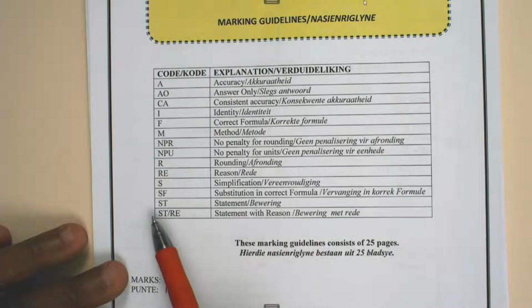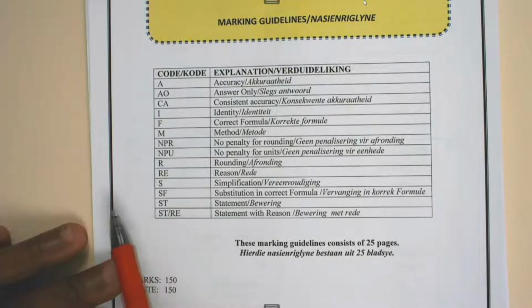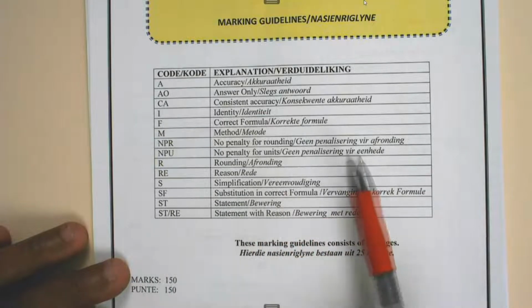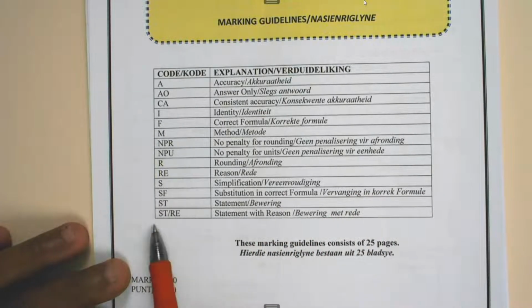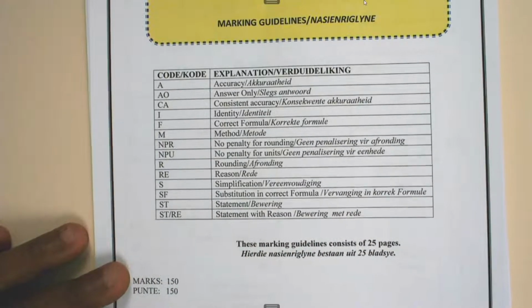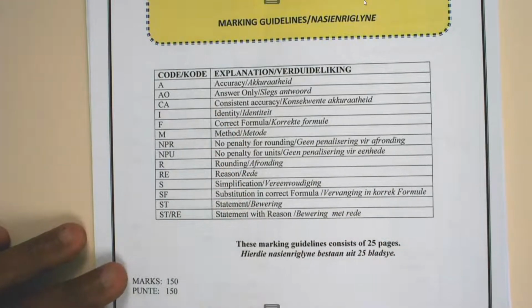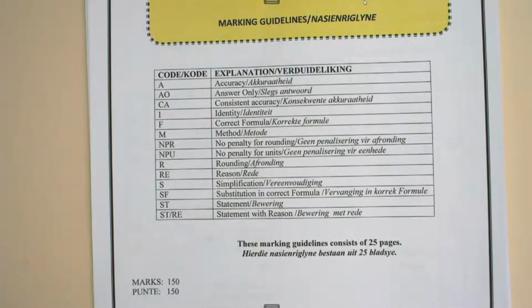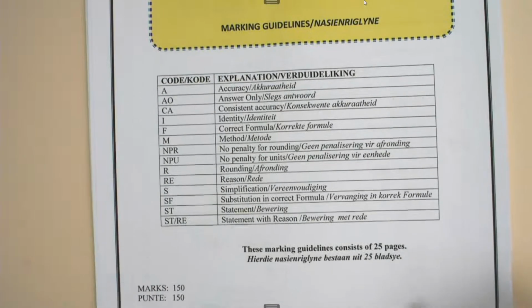And then you have S, which is simplification, and then SF, which is substitution in correct formula. And then we have ST, which is the statement. ST and R means that in that particular question, you mark for both statement and reason, then it will be a mark. So please familiarize yourself with the codes indicated here so that you are able to make your marking easier.